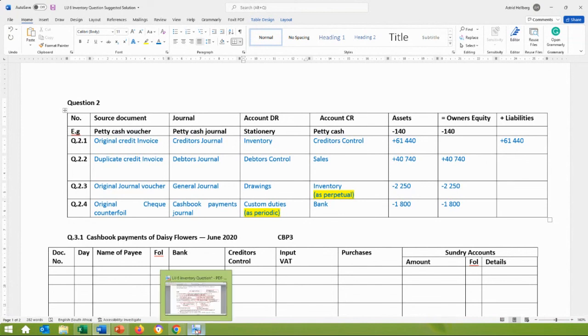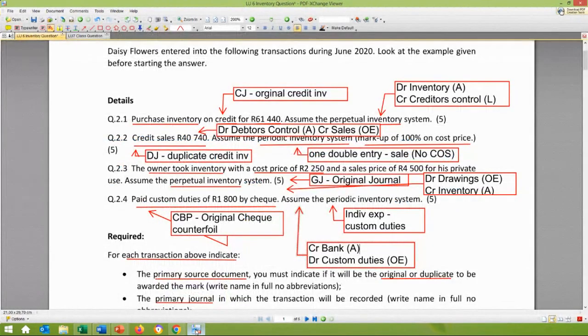Okay, do you guys have any questions on question 2? Do you guys have any questions on what I did for question 2? Any questions so far?